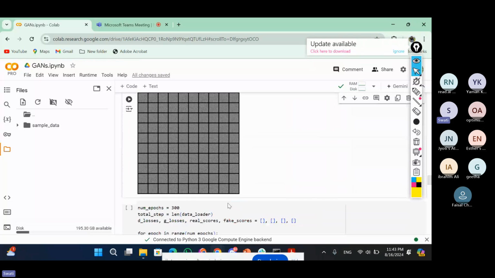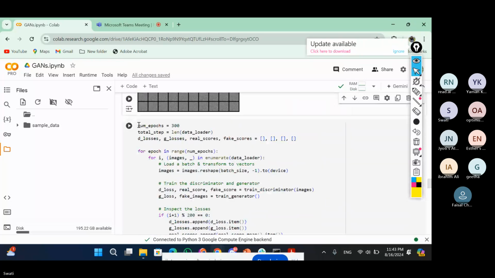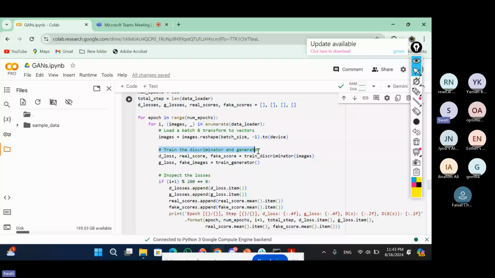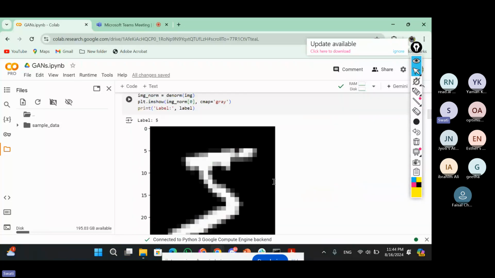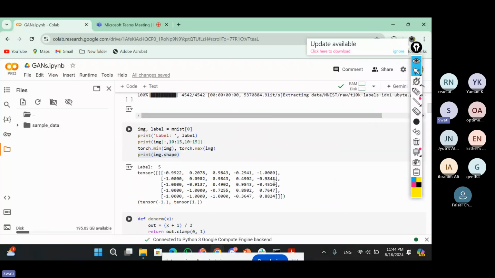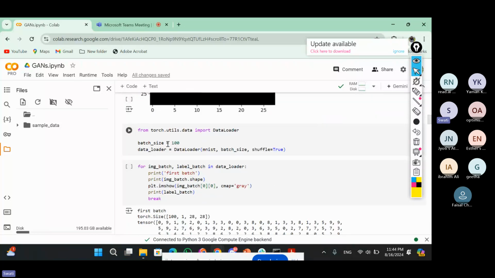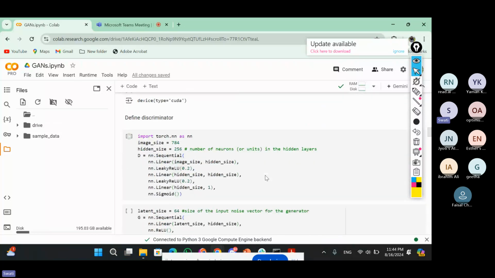Then we define the number of epochs. These are some empty lists we are defining, and then we start the actual training. Earlier we only defined the functions for training the generator and discriminator. Here we will train the discriminator and generator. In the data loader, we have the actual values. As you remember, above we defined this data loader for our MNIST data set, where we gave batch size 100.